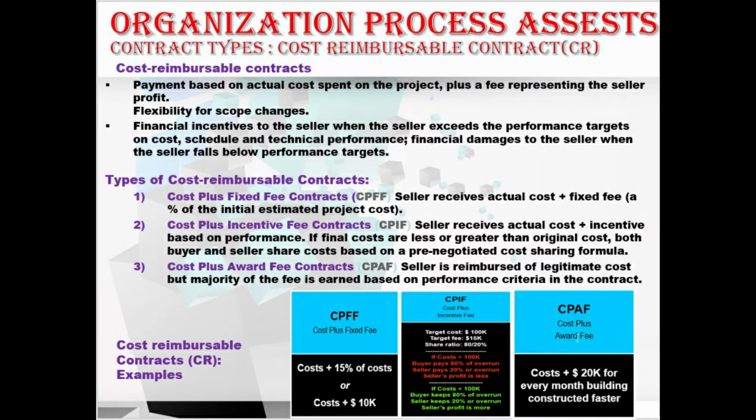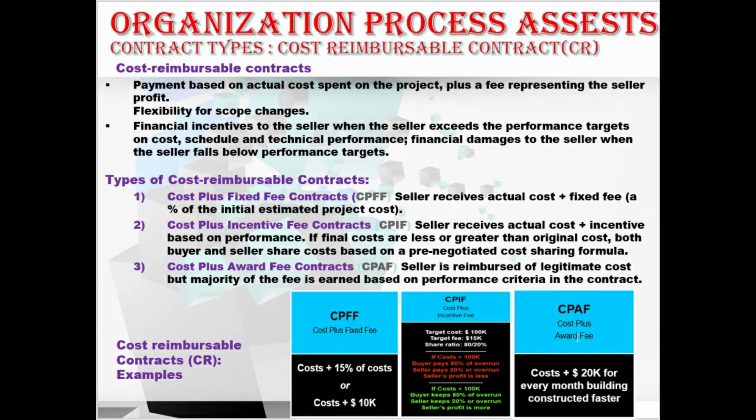Moving to the CPIF, the cost plus incentive fee contracts. In this, the seller receives the actual cost plus incentive based on performance. That is, if the final costs are less or greater than the original cost, both the buyer and seller share the cost based on a pre-negotiated cost sharing formula. Moving to the last one, CPAF, that is cost plus award fee contracts. In this, the seller is reimbursed for legitimate cost, but the majority of the fee is earned based on the performance criteria in the contract. Okay, hope you understood about the types of cost reimbursable contracts also.